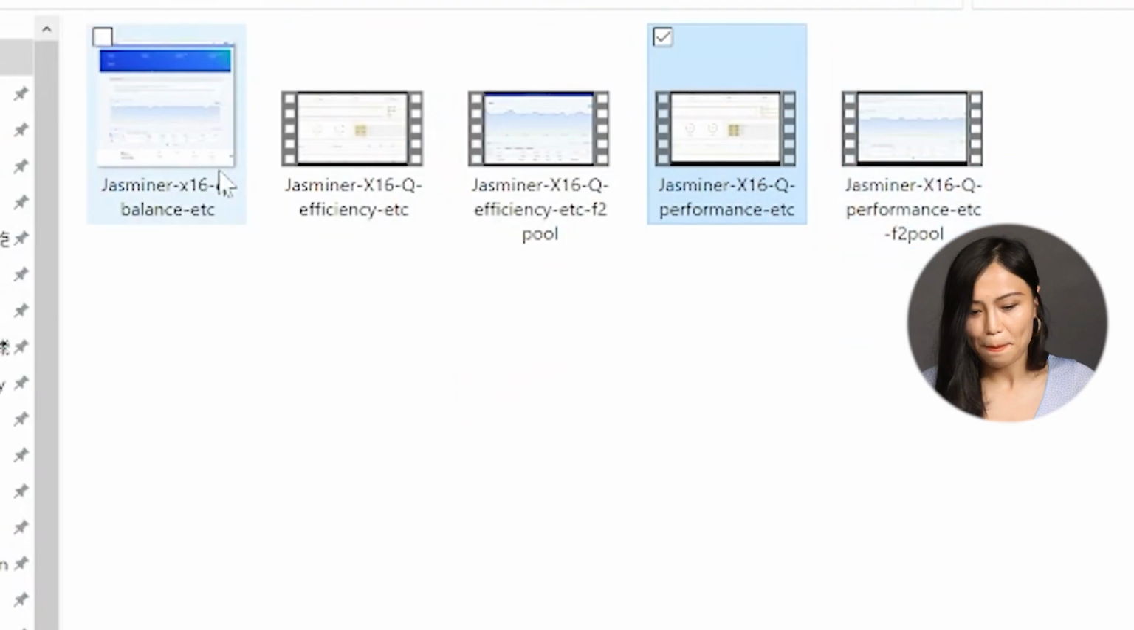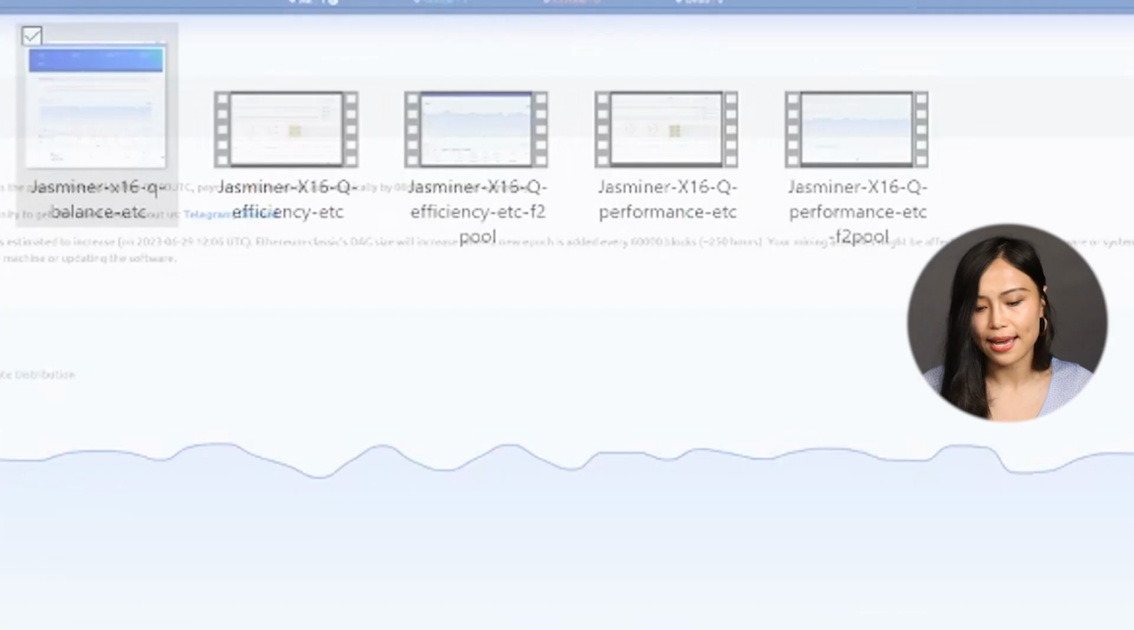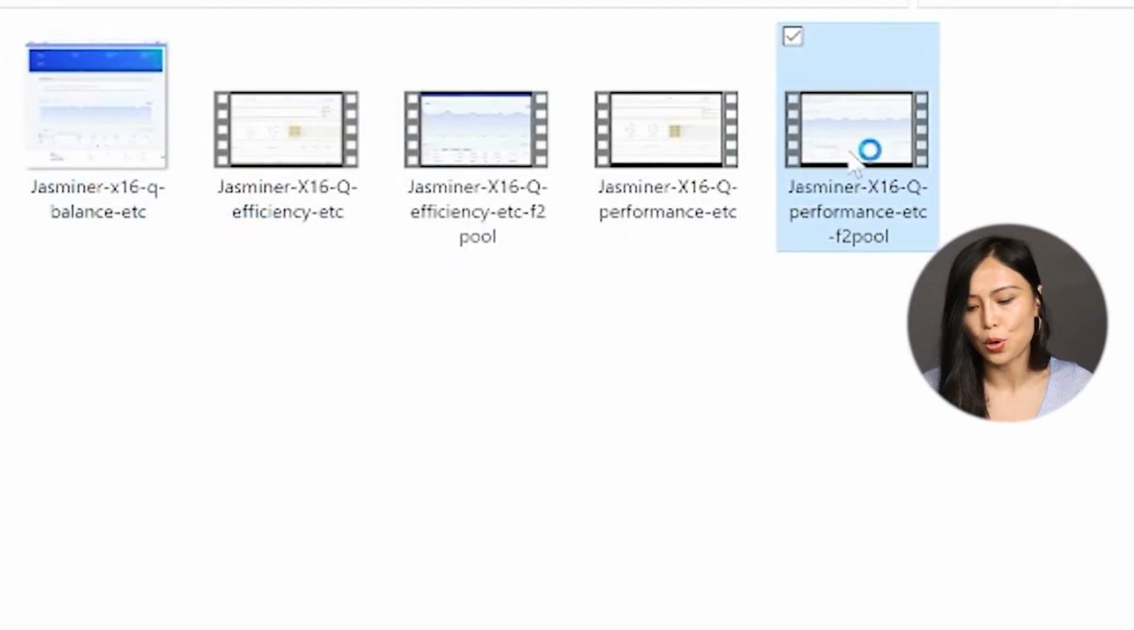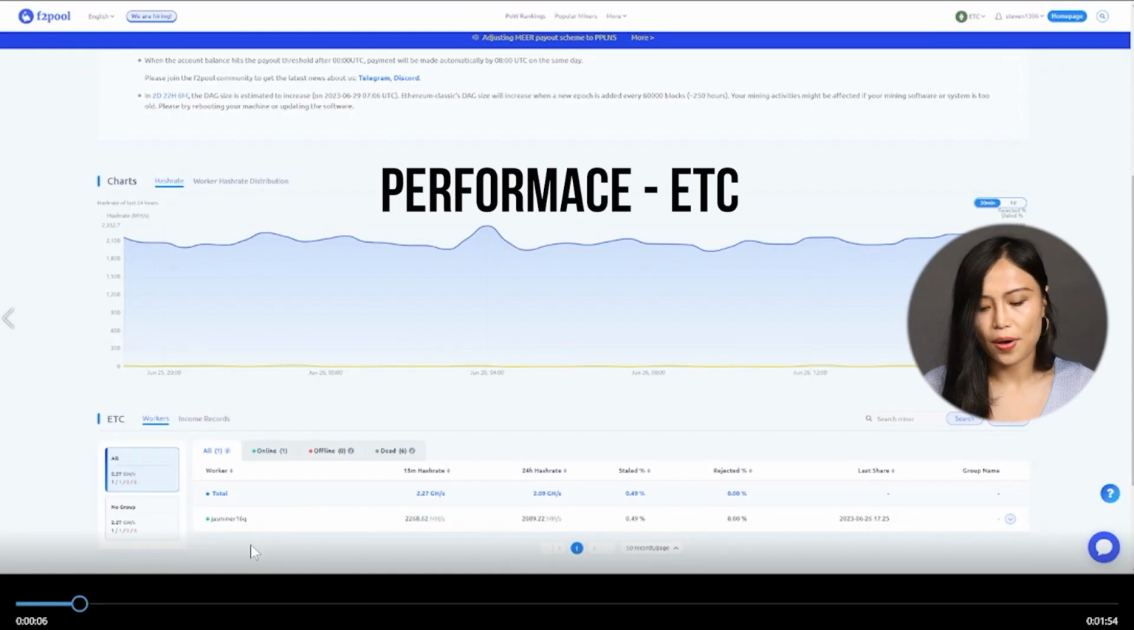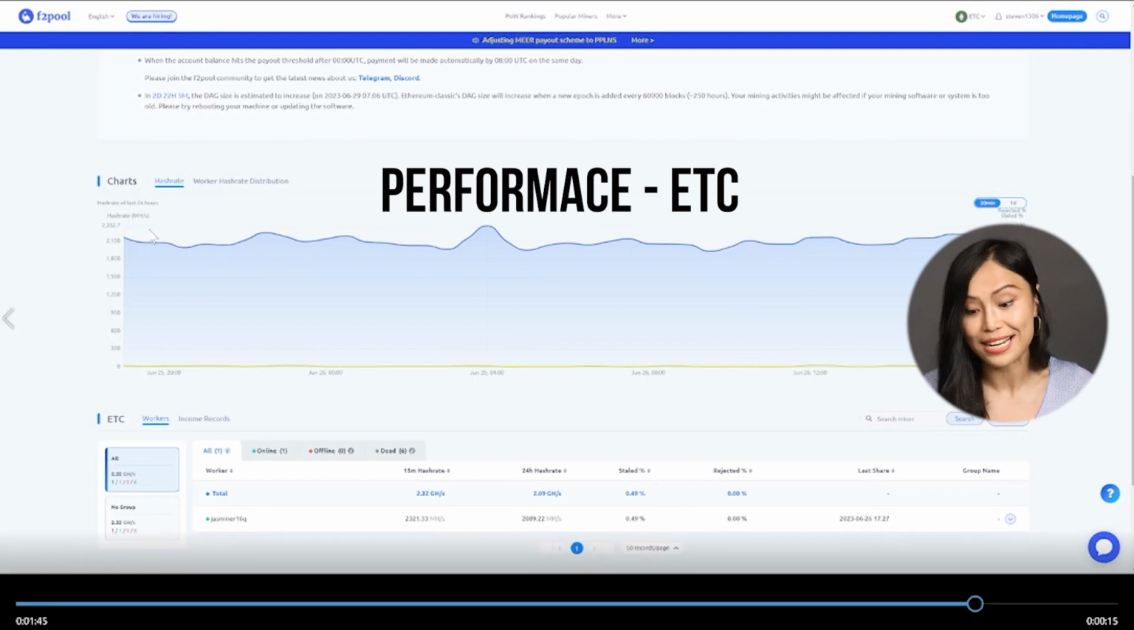Now let's go to the balance mode. The Jasminer X16-Q in balance mode goes over 1900 megahash per second. It's pretty decent as well. This is after 1 day of data. Now let's go to the performance mode in F2 Pool. As you can see, it's over 2.9 gigahash per second. So this is the most efficient, most powerful computing power of the Jasminer X16-Q right now. It's pretty stable in that range for performance mining ETC.